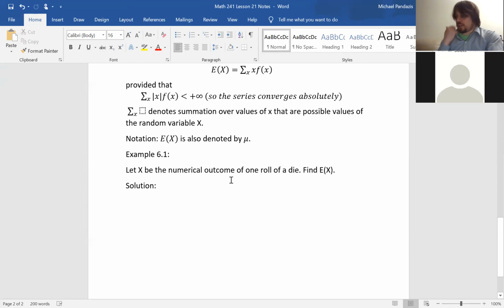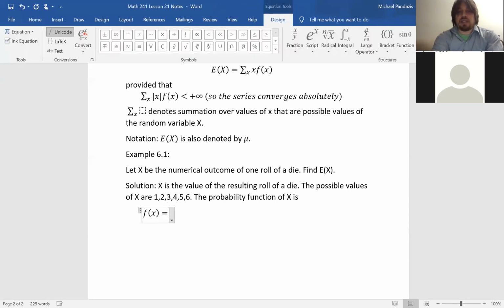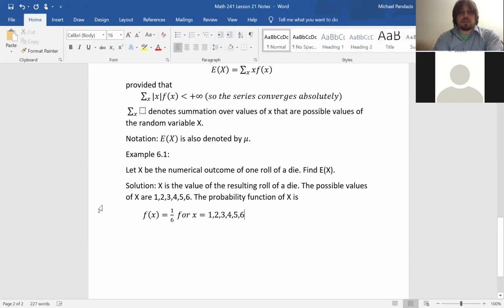So when you roll a die, there are 6 possible outcomes. X is the value of the resulting roll of the die. So the possible values of capital X are 1, 2, 3, 4, 5, and 6. So the probability function of capital X is, well, the probability of capital X being little x is 1/6, for x equals 1, 2, 3, 4, 5, and 6. So that's the PDF. The probability of rolling a 1 is 1/6. The probability of rolling a 2 is 1/6, 3, 4, 5, and 6. So that's the probability function of capital X.